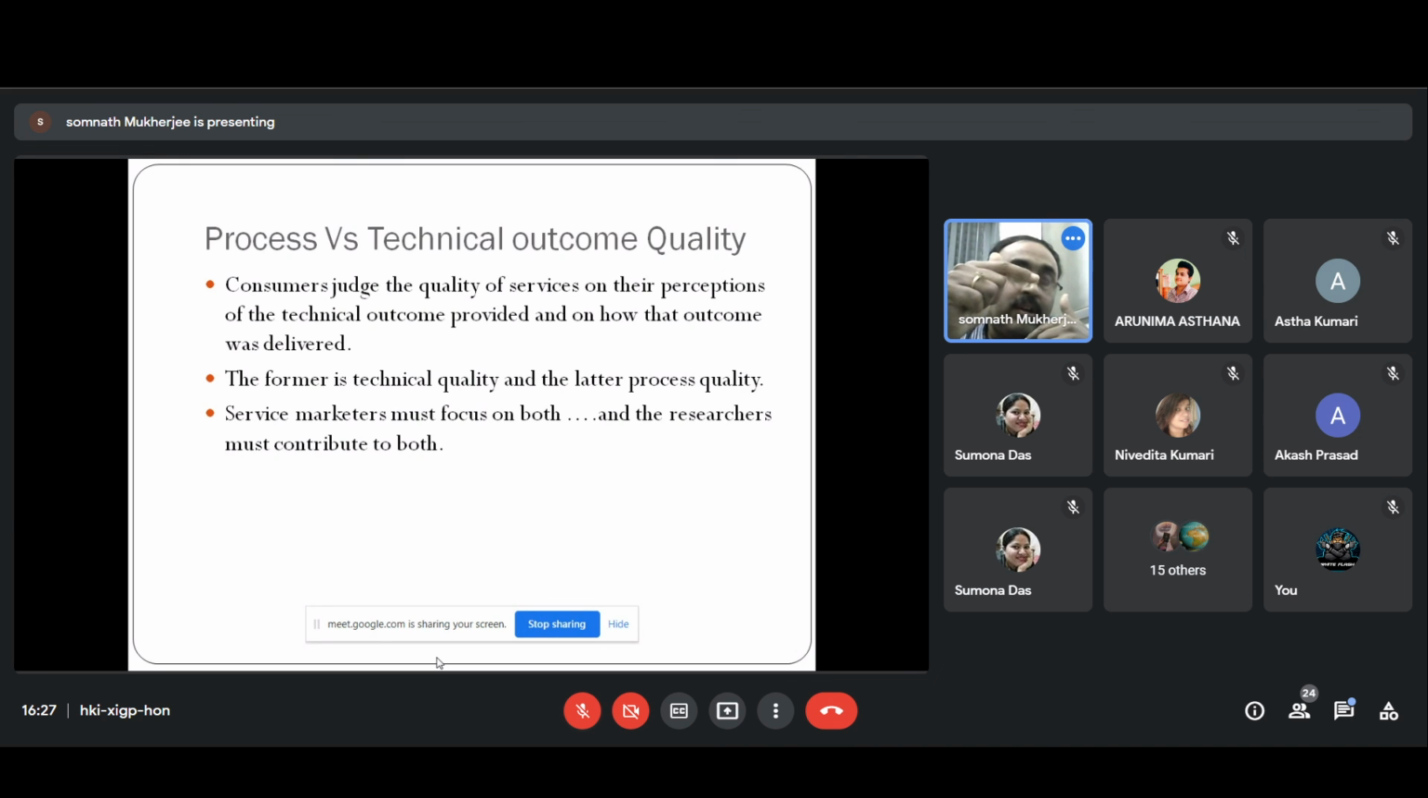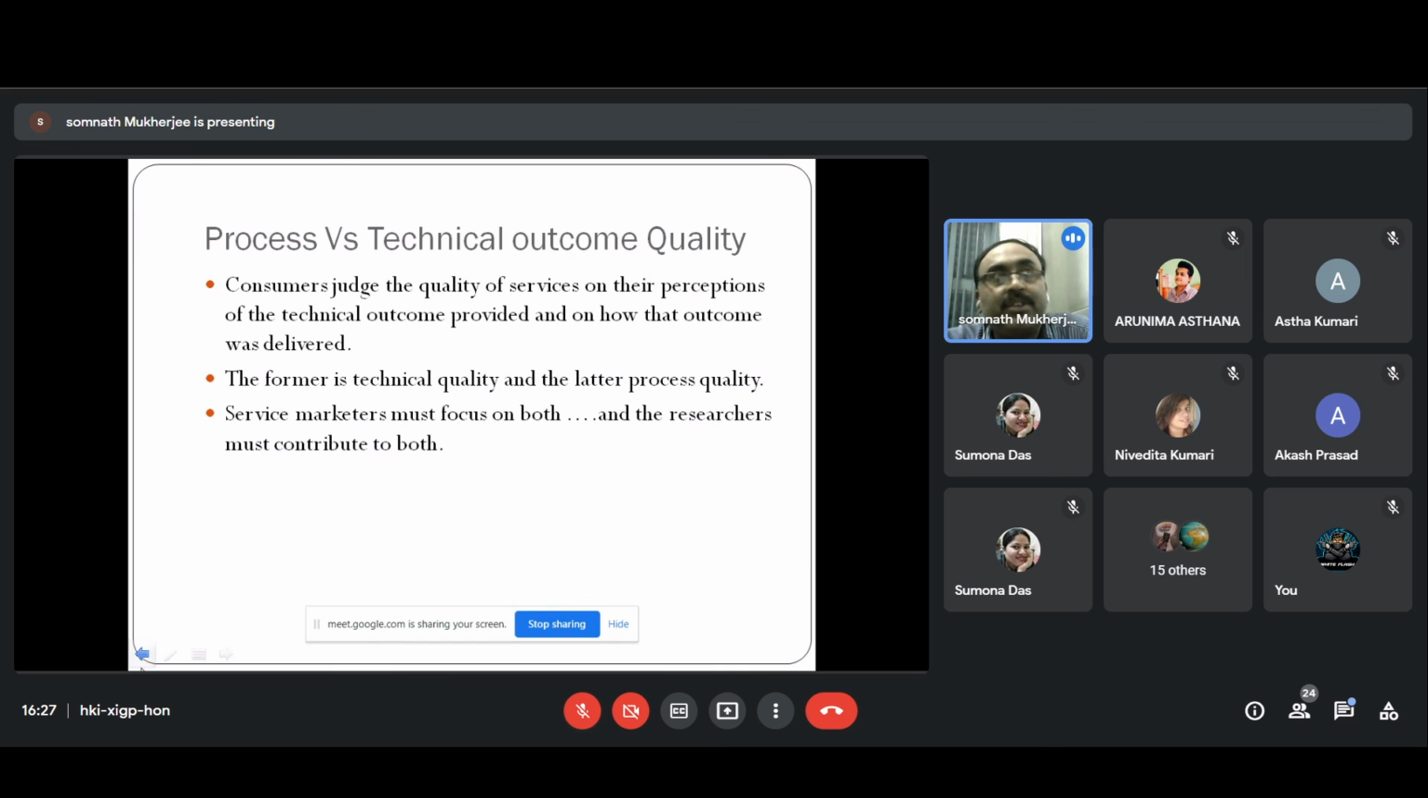Like you went to a lawyer, and the lawyer was very polite. He was very attentive. Fine, he was very patiently listening to you. He was addressing your queries. Fine, that's the process quality. And the outcome quality is whether you ended up winning the lawsuit.